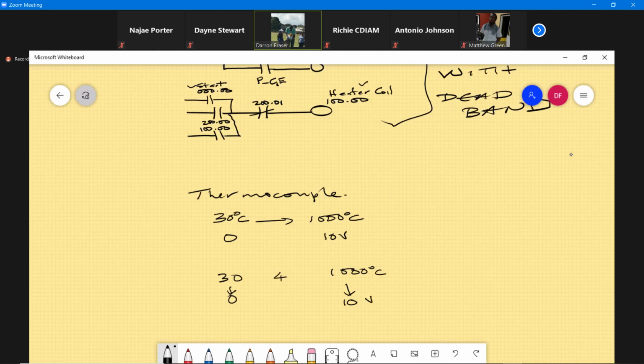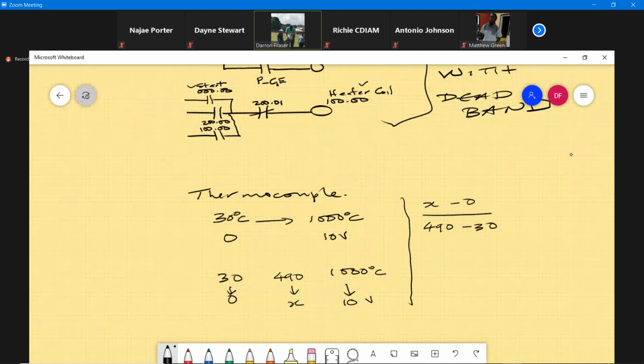So let's start with 490. What does that correspond to? We would use linear interpolation, so what we would use is the gradient. x minus 0 over 490 minus 30, which is x2 minus x1, is supposed to be equal to the same gradient.